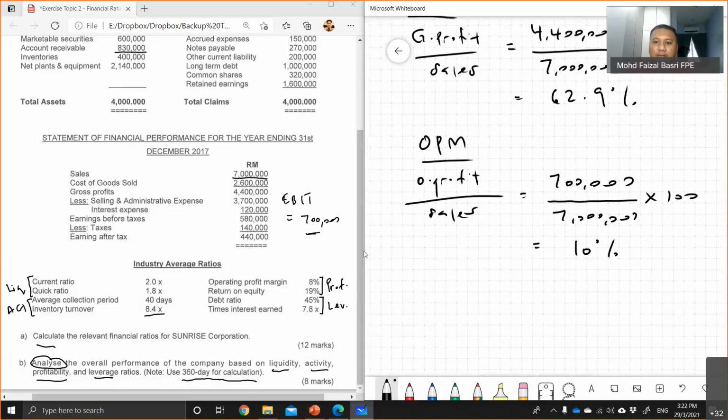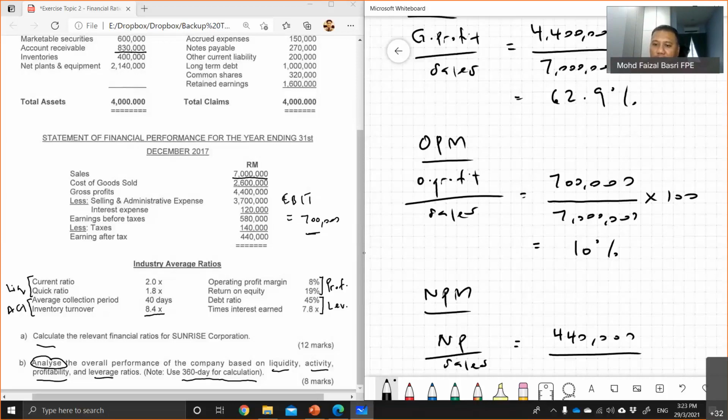And lastly, the margin, we have net profit margin. Gross profit margin is the first one, operating profit margin the second level of profits. Last, we have net profit margin. So net profit margin would be net profit divided by sales. Again, last week I mentioned the terms they use: net profit, net income, or even earnings after tax refer to the same thing. So the net profit is 440,000, and our sales is still 7 million, and multiply with 100.